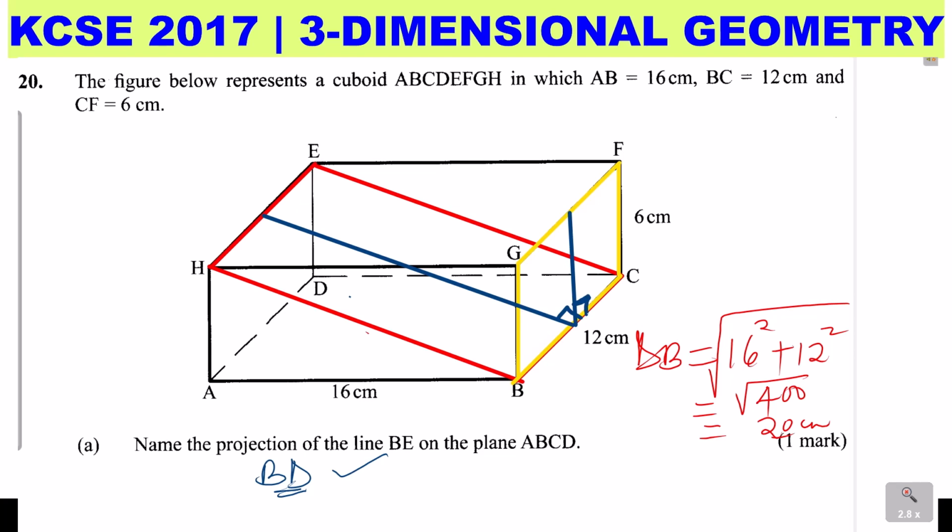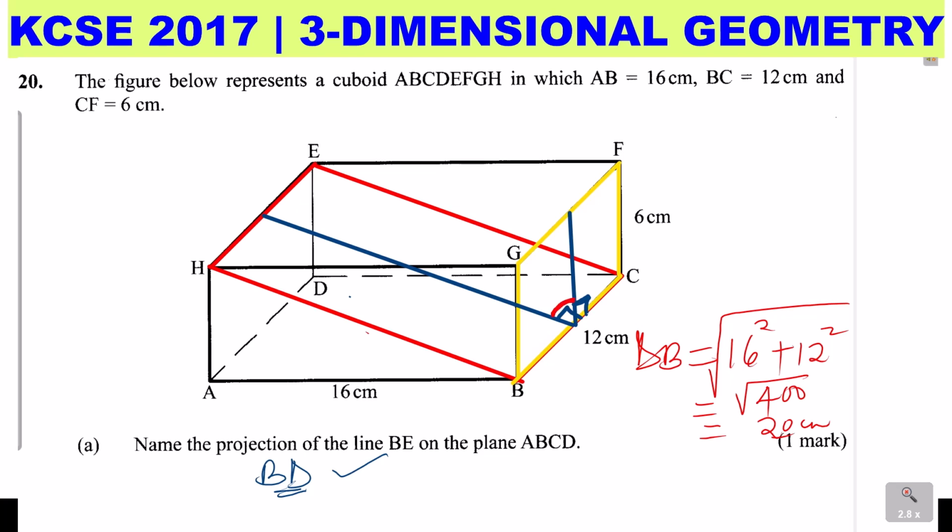The angle between the two perpendiculars that you have drawn, which is this angle here, that is the required angle. This is the required angle.